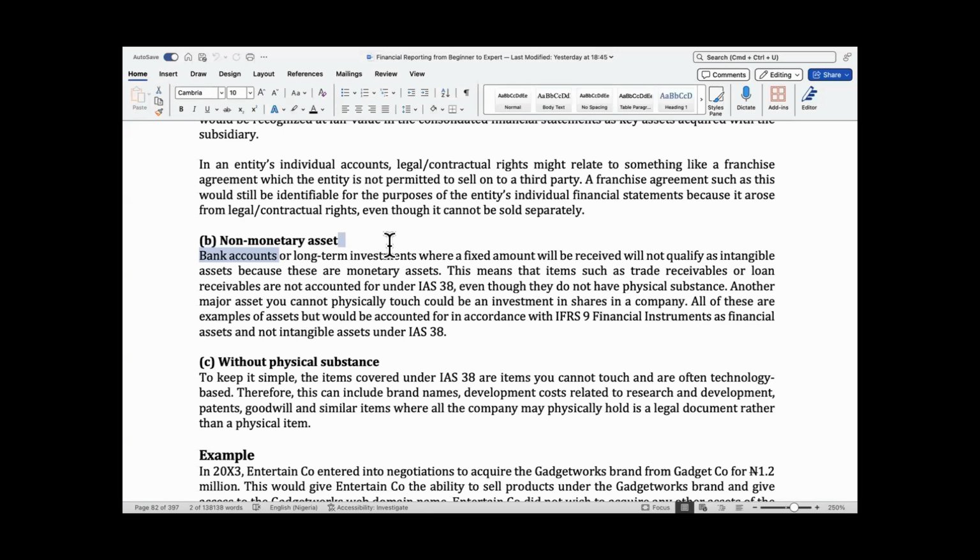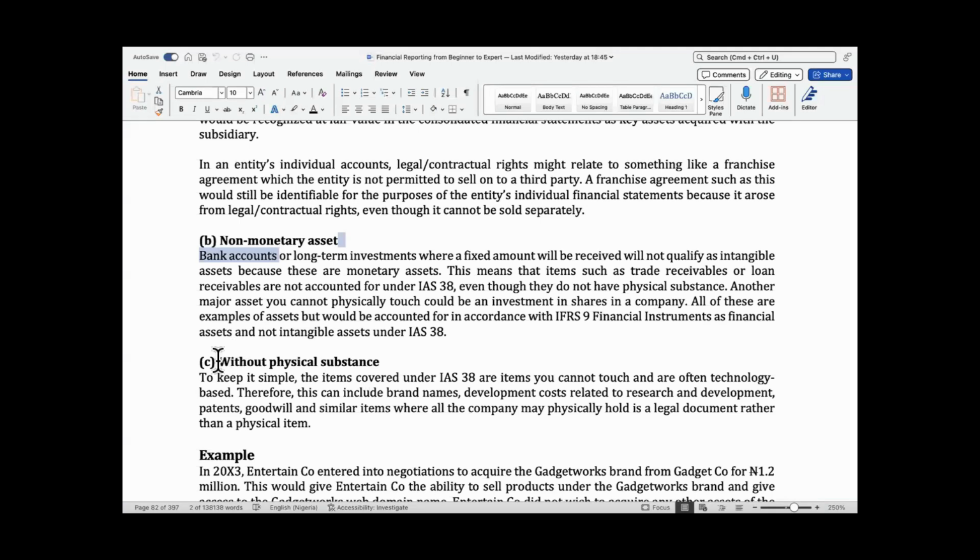The opposite of that is non-monetary. Non-monetary is that you are not expecting a fixed amount back. The amount you will get back is variable. So when you have an item where you are not sure of the benefit you will get, where you are not sure of how much you are expecting as benefit, that is a non-monetary asset. So an intangible asset must be a non-monetary asset.